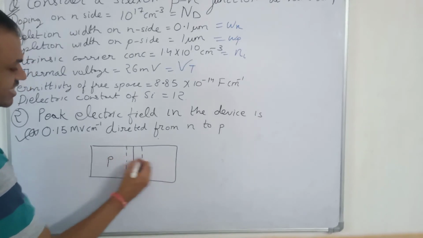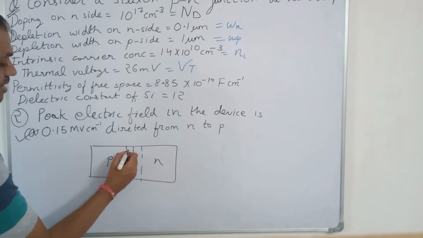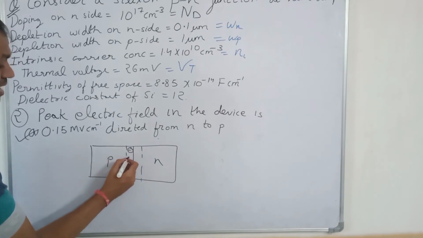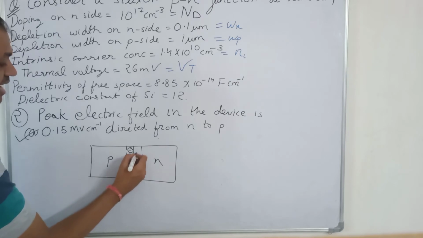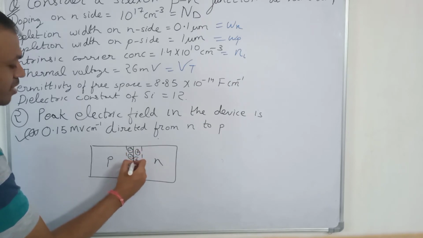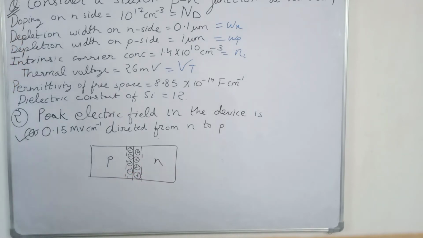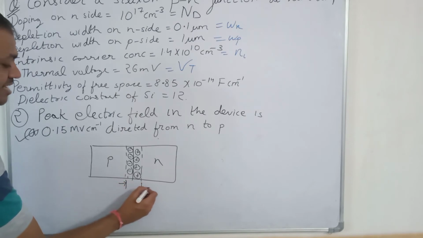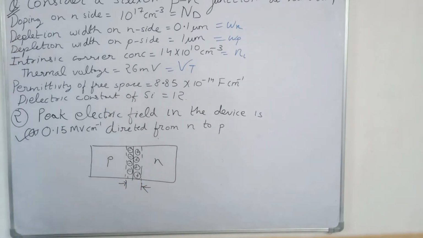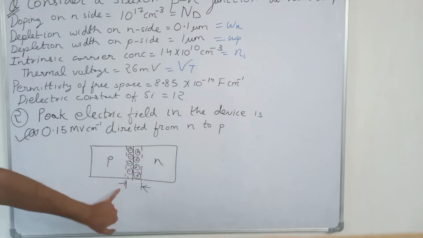This is the PN junction. Whether it is forward bias or reverse bias, it always consists of a depletion layer. So the P region contains immobile negative ions and the N region contains immobile positive ions. This is the depletion layer width. This is the depletion layer, which is shown by the dotted line.